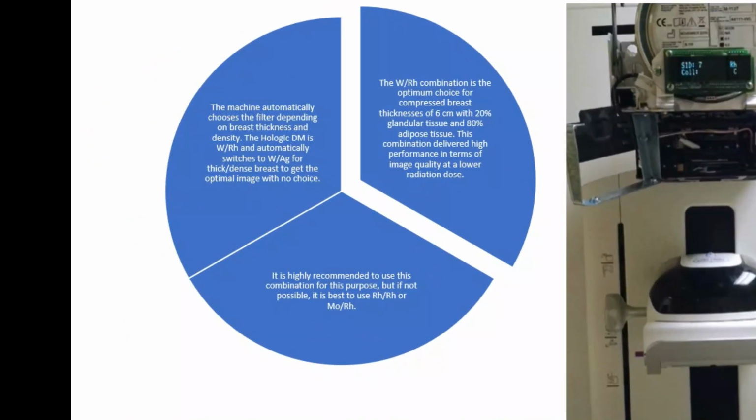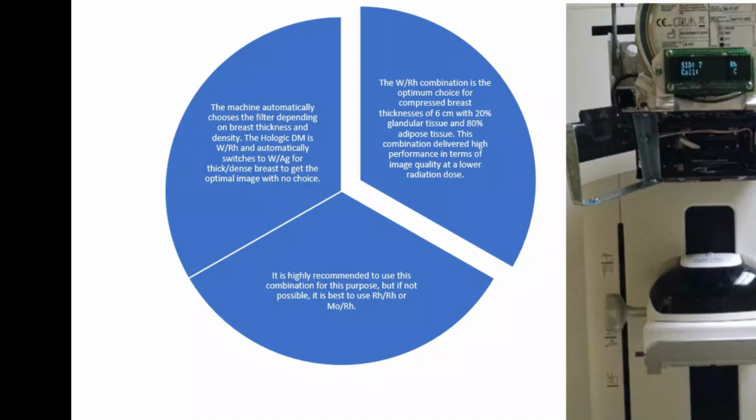The machine automatically chooses a filter depending on the breast thickness and density. With a rhodium combination and tungsten, we are utilizing a filter combination for a dense breast, which would be more than 6 centimeters as compared to the usual 4 centimeters. So we're going to have 20% more glandular tissue, and we need more penetration.